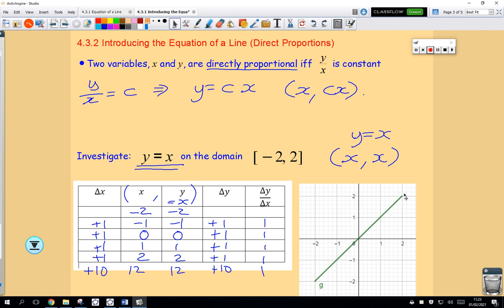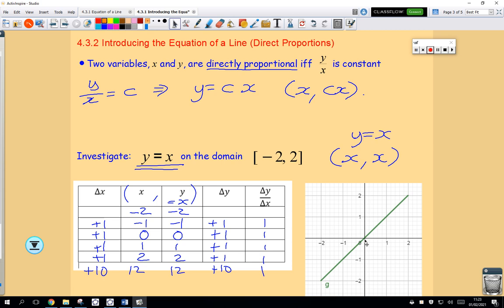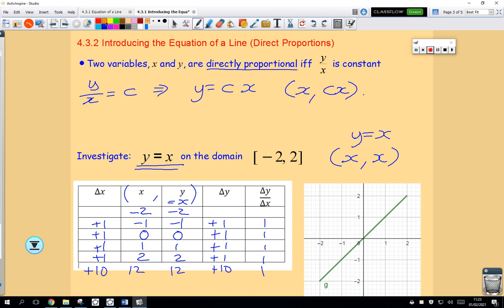Okay, and if I look at the slope of that line, take a run of 1. Looking at the slope of this line, run 1. What's the rise? A rise of 1. Delta y over delta x, the change in y over the change in x, is 1. The slope is 1. So y equals x.